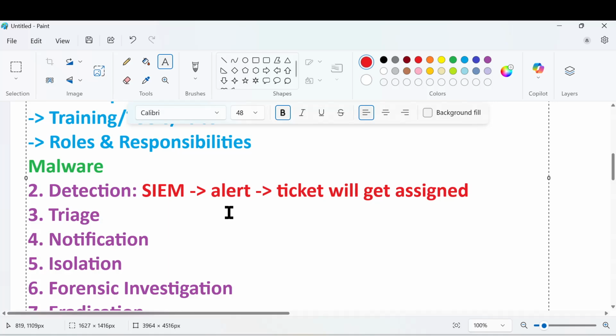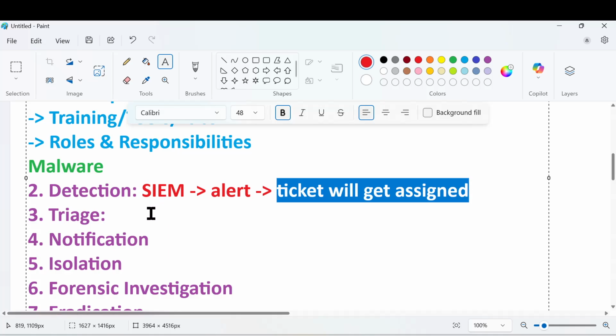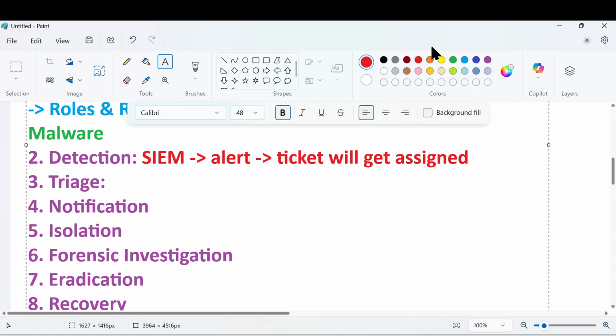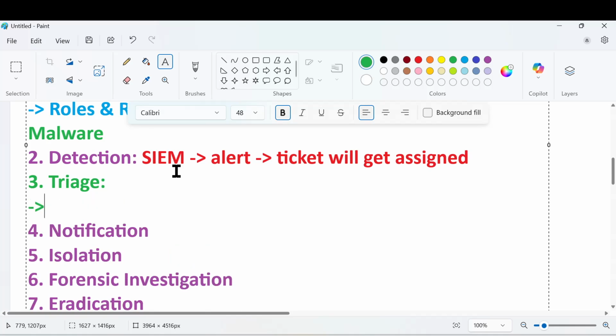Once our incident responders find the information about this alert, they will be receiving a ticket for that particular malware. Inside of it, they're going to perform the three main steps that come inside of your triage. Here, they will be performing the analysis. So the very first thing they are going to perform is the verification.